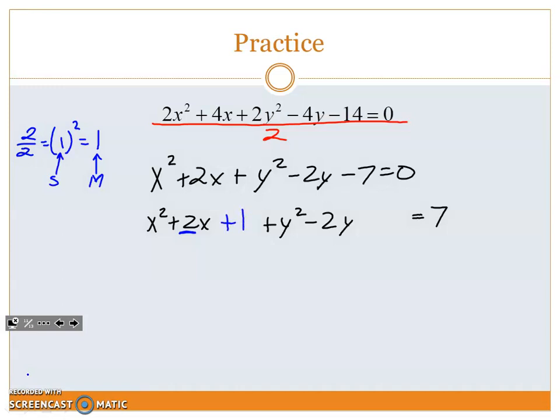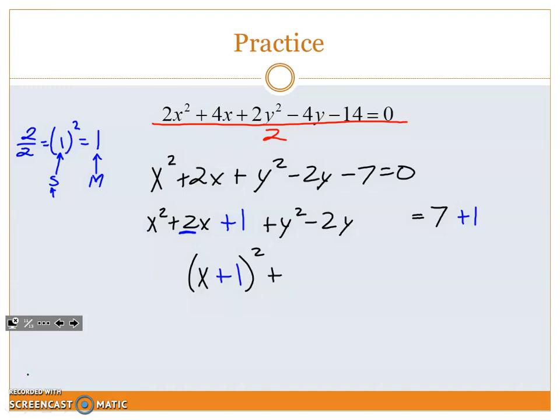Add my magic number in here. Now if I add my magic number in on the left, I also have to add my magic number in on the right. Okay? Then this part down here factors into an x something squared. What goes in there? Well, that would be our secret number, which is a positive 1.